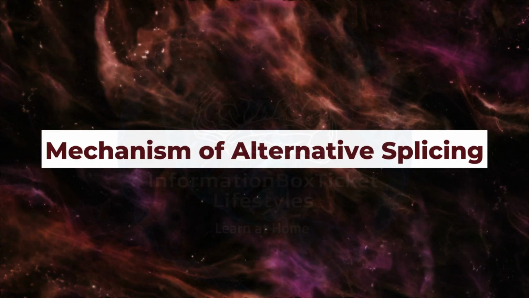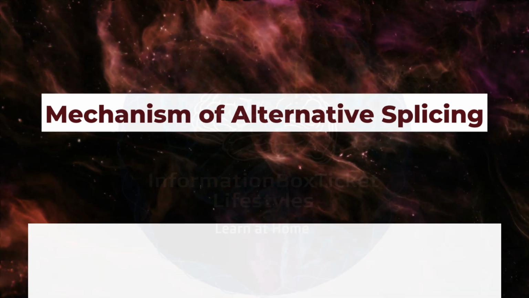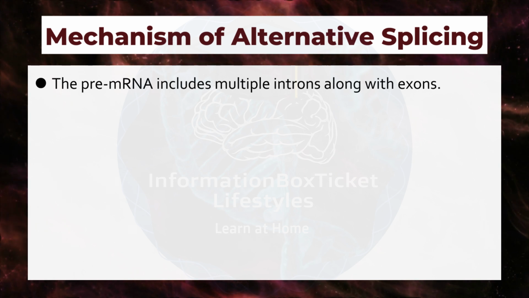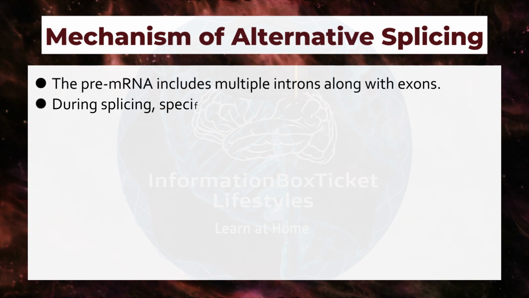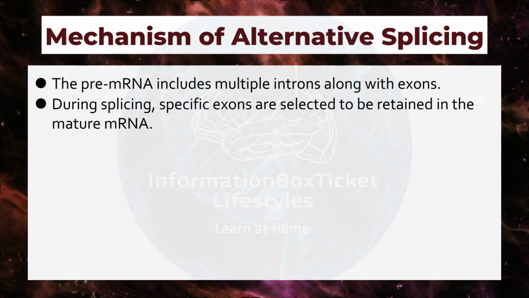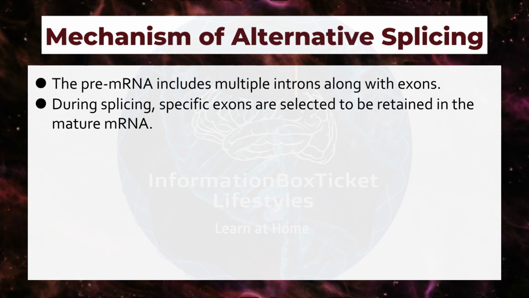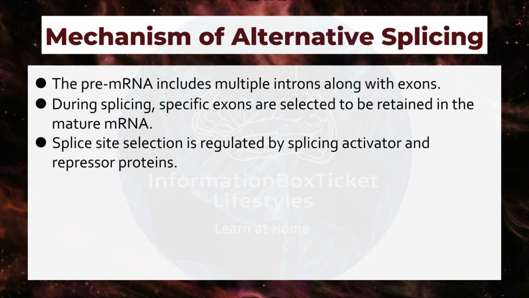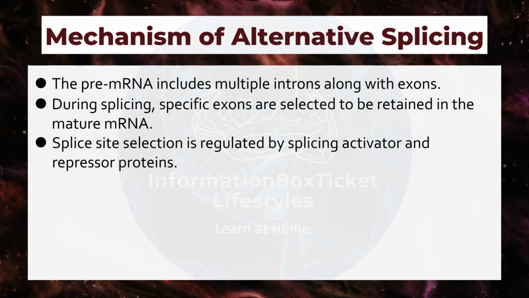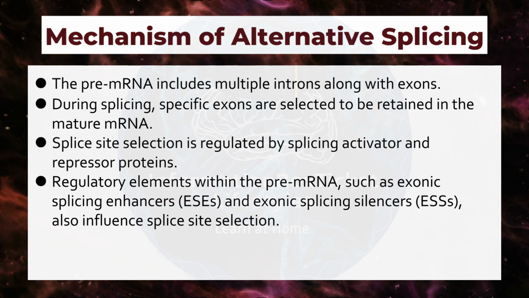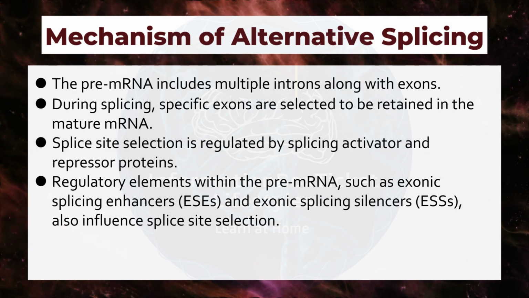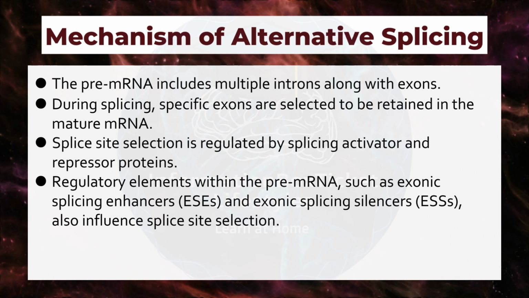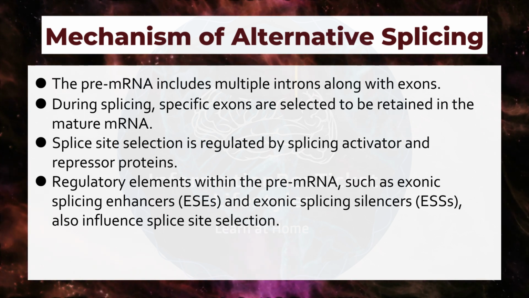Mechanism of alternative splicing. The pre-mRNA includes multiple introns along with exons. During splicing, specific exons are selected to be retained in the mature mRNA. Splice site selection is regulated by splicing activator and repressor proteins. Regulatory elements within the pre-mRNA, such as exonic splicing enhancers and exonic splicing silencers, also influence splice site selection.